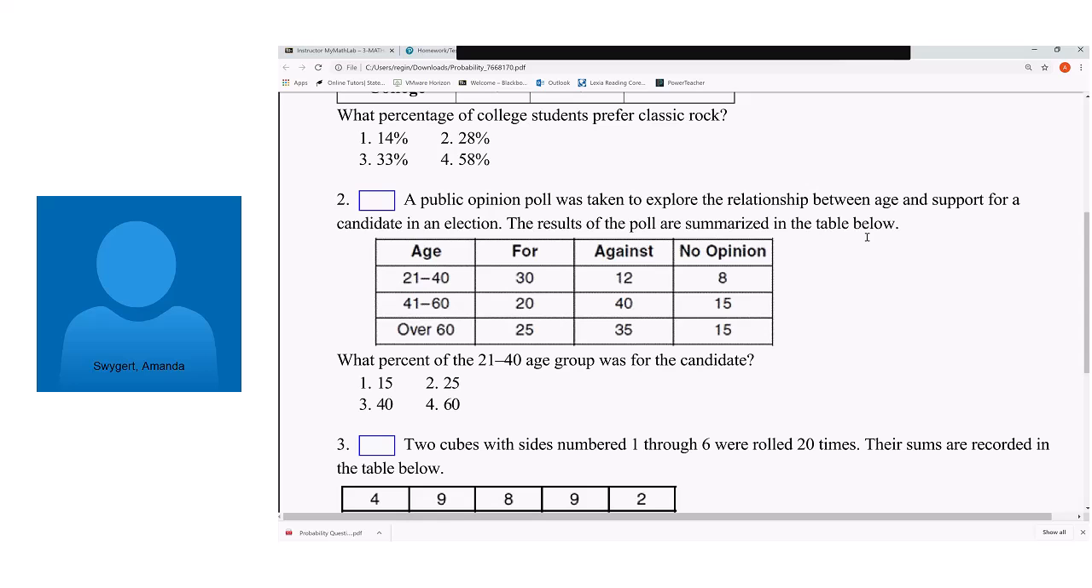So that's my denominator. My denominator would be 75. Out of the 41 to 60, how many of those were against the candidate? Against the candidate would be 40. So my fraction answer would be 40 out of 75. Now if I want to know what percentage that was, I can change it into a decimal on my calculator. So 40 divided by 75.